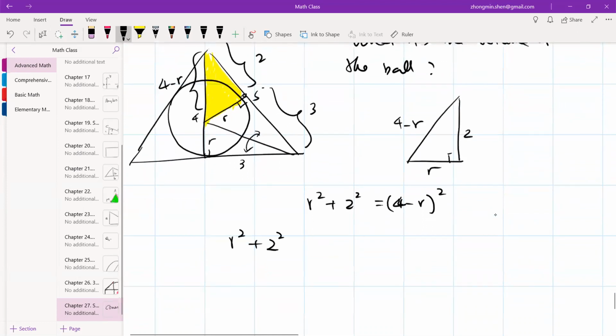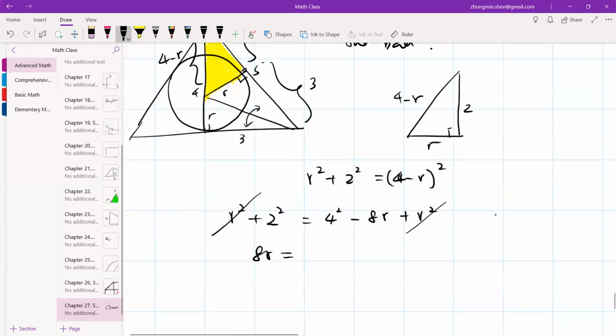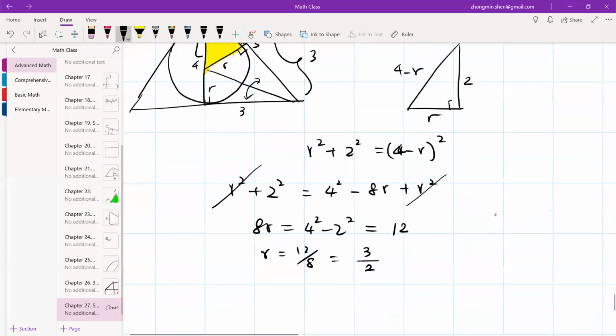R squared plus 2 squared equals 4 squared minus 8R plus R squared. Then R squared cancels out. Then 8R equals 4 squared minus 2 squared. That is going to be 12. And R is going to be 12 over 8, or 3 over 2. So that is the radius of the circle, which is also the radius of the ball.